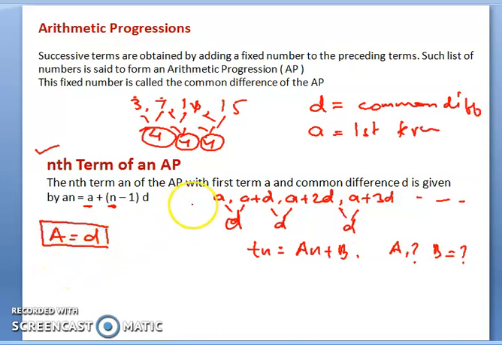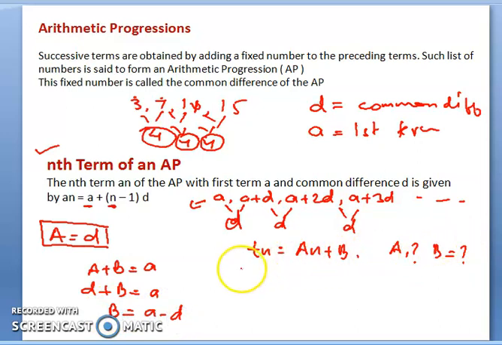Okay, and the first term is always equal to A plus B, which in this case is a. Now what is the value of B? In this case we'll write D plus B is equal to a. So B is equal to a minus D.